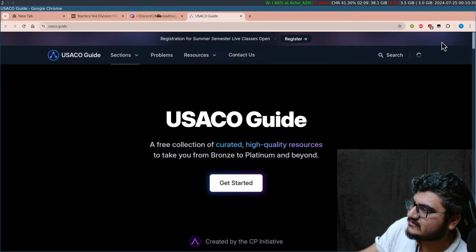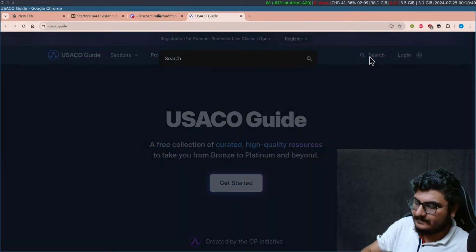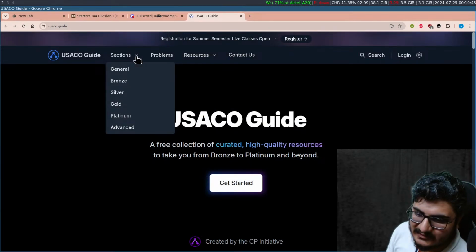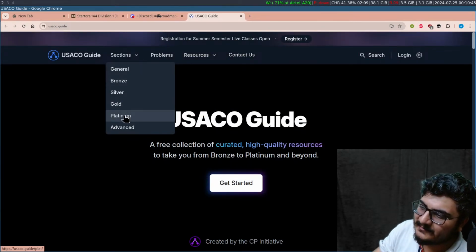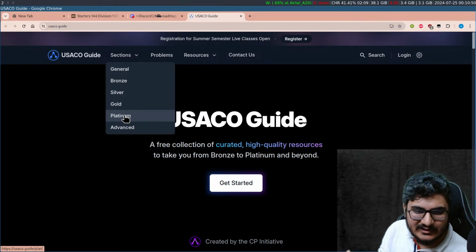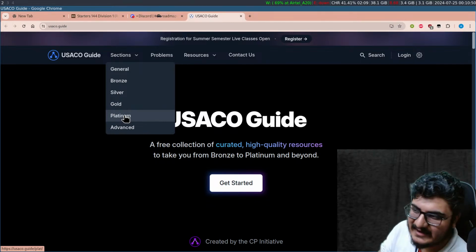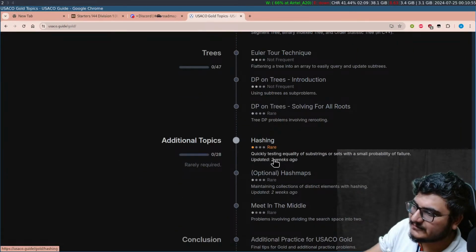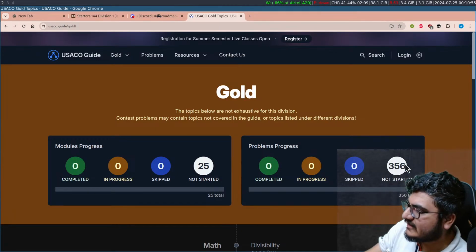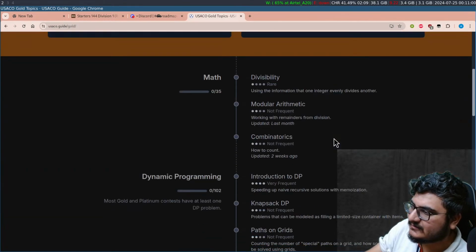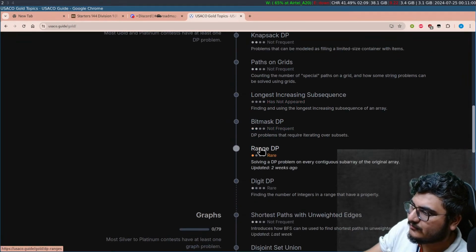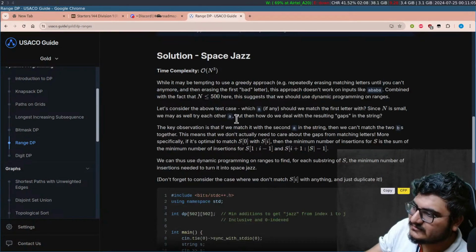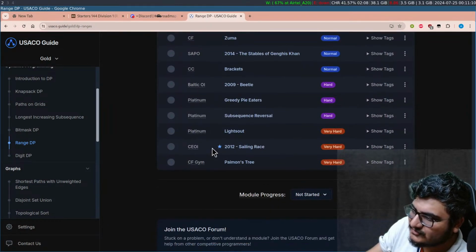Here you can search for DP. There are many variations of DP. Or if you want to go with your level, you can also choose bronze, silver, gold, platinum. Roughly speaking, bronze is Div3, Div4, and platinum is harder than Div1. So let's say you have chosen Div1. Then there are many problems with many topics here. In gold division, there are 356 problems marked here, modularized. If you are looking for range DP, you can look here. There is some tutorial over here, some sample problems solved over here, and a list of problems here.